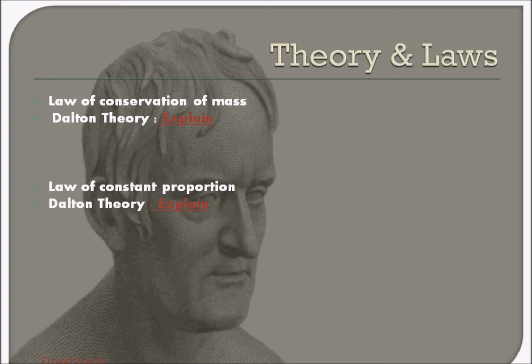We know that this Dalton atomic theory has explained the laws. How? Have you ever thought how the law of conservation of mass and the law of constant proportion can be explained? Why do the elements behave as they do? To explain these, John Dalton, in 1803 to 1808, proposed this Dalton atomic theory. Let's explain them one by one.